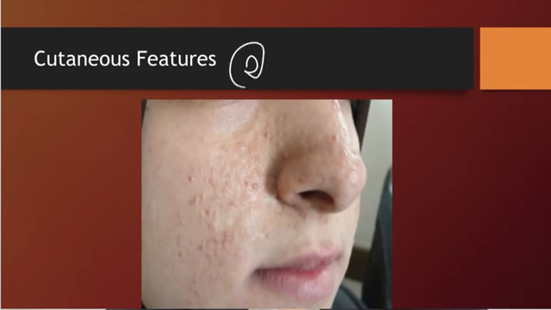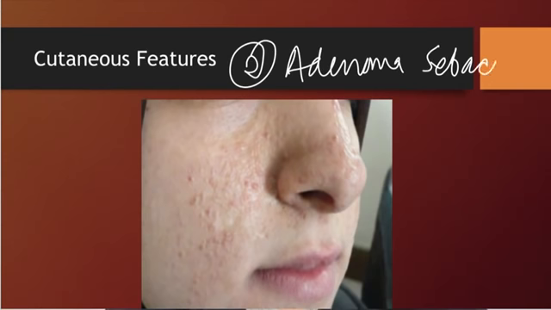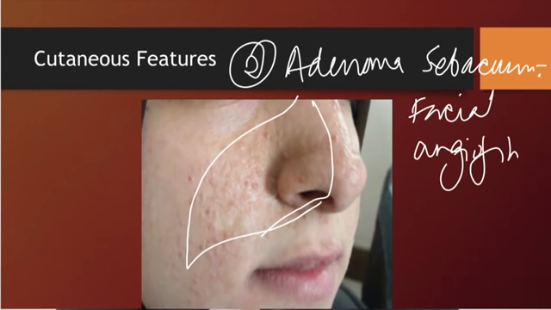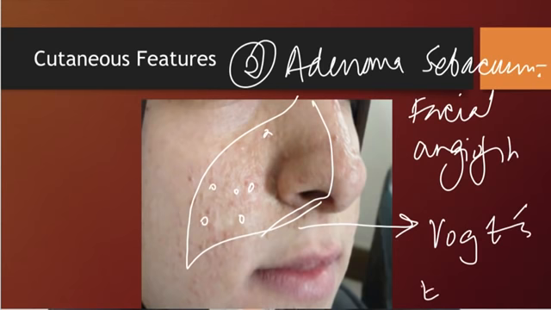Next cutaneous feature is adenoma sebaceum. So adenoma sebaceum is also called facial angiofibromas, and they occur in this typical butterfly distribution around the nose and the lip, and they appear like these tiny angiofibromas, as we know, and this is included in the Vogt triad, which is epiloia. So this is what adenoma sebaceum looks like. This can come as an image based question or a derma spotter, and it's very important to diagnose this.